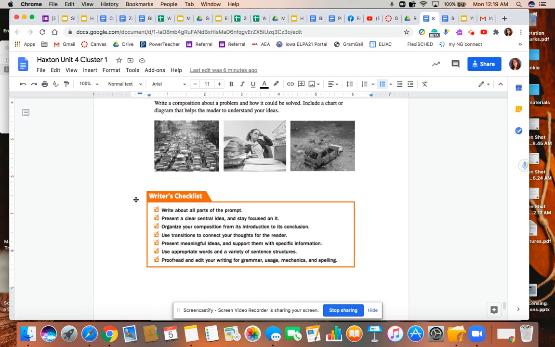And down here is a list of things that you should make sure that you do when you write your paragraph to write a very good and strong paragraph. So, the first thing that you should do is write about all parts of the prompt. Remember when I was talking about the teacher one, and I said, it would be very tempting to just say, oh, the teacher should just stop assigning homework and problem solved, case closed. But you have to think about all of the parts of your argument.